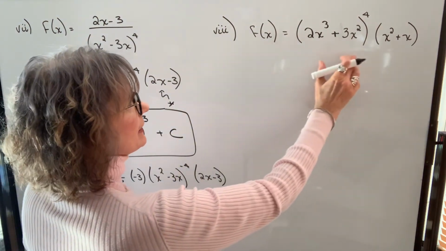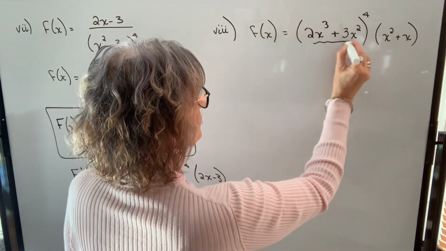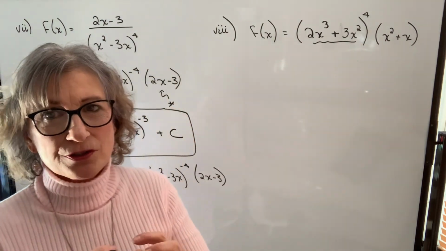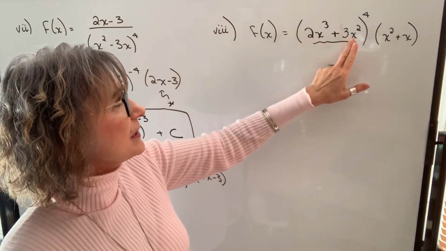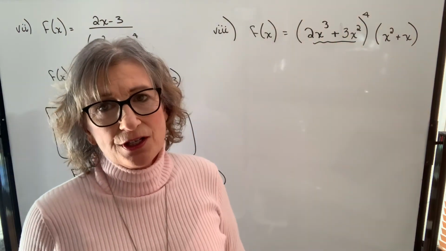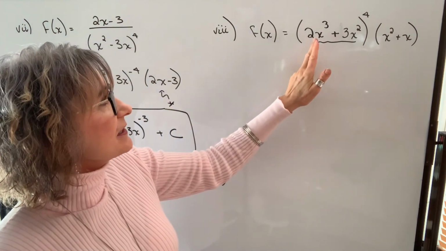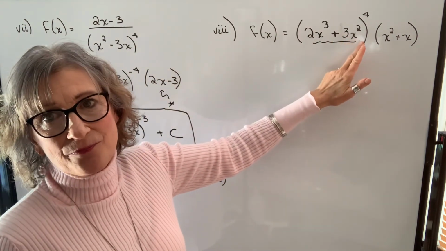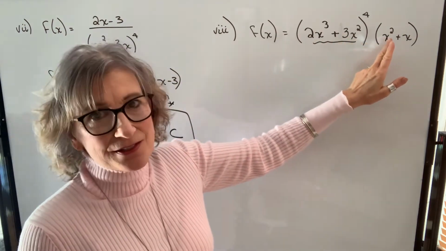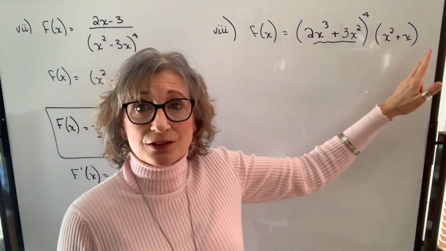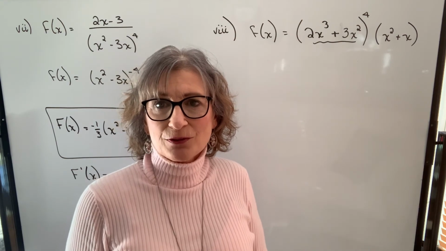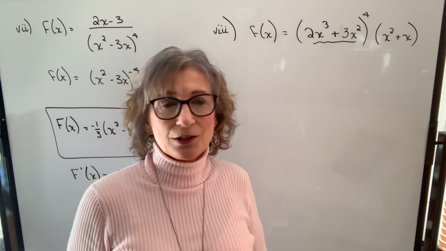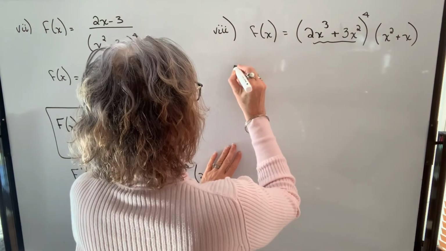If we take a look at this question, I always start by looking at what the function is inside the power. So it's 2x cubed plus 3x squared. The derivative of that will be 6x squared plus 6x. I don't have 6x squared plus 6x, but I do have an x squared plus x. If I were to multiply by 6, I would have the derivative of what's inside that power. So that's what I'm going to do.